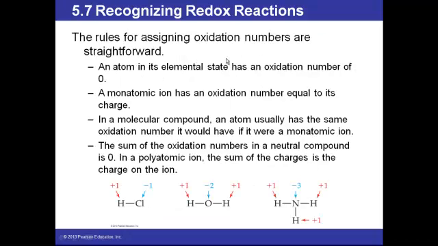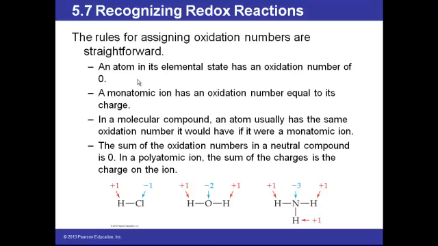So we do have some rules to learn for assigning oxidation numbers, and these are pretty straightforward. If you have an atom in its elemental state, it has an oxidation number of 0. So if you've got a metal like sodium or magnesium or iron, if it is just in its solid state, the oxidation number for that, or the charge on that, is going to be 0. You've already heard that all of our elements start off as being neutral in their charge state. They only change this if they lose or gain electrons.